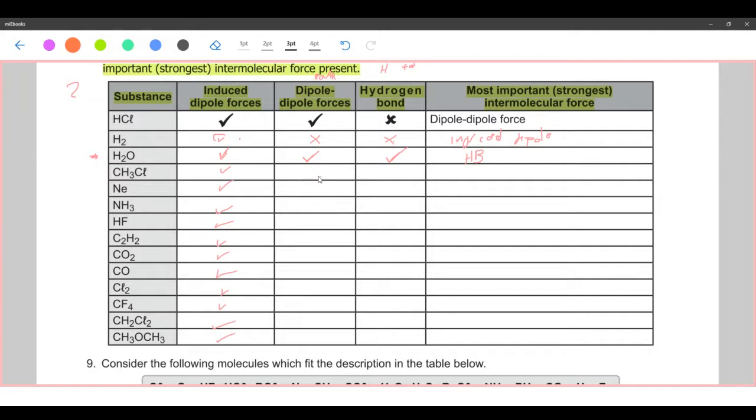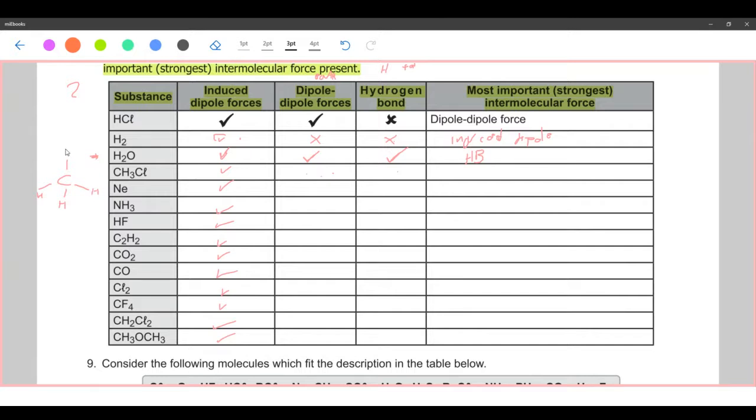Okay, the next one, Emma, CH3Cl. Dipole forces, yes or no? I said no and no. No and no. So why did you decide it doesn't have dipole forces? Because I think it's not polar. The textbook seems to contradict itself. In one place it says CH3Cl is non-polar, and then on a whole page, I think I was looking at it yesterday afternoon, it says that it is polar.